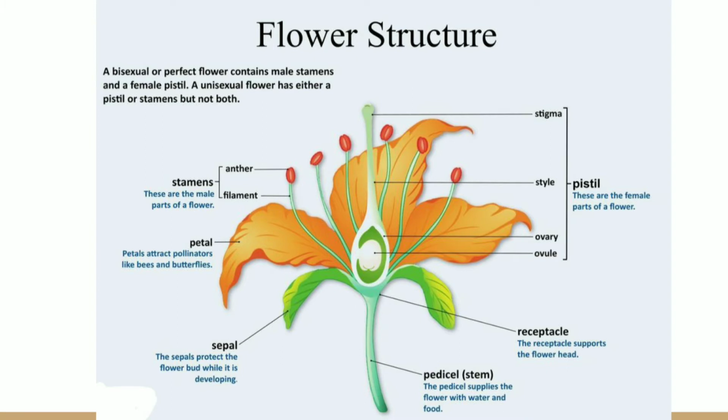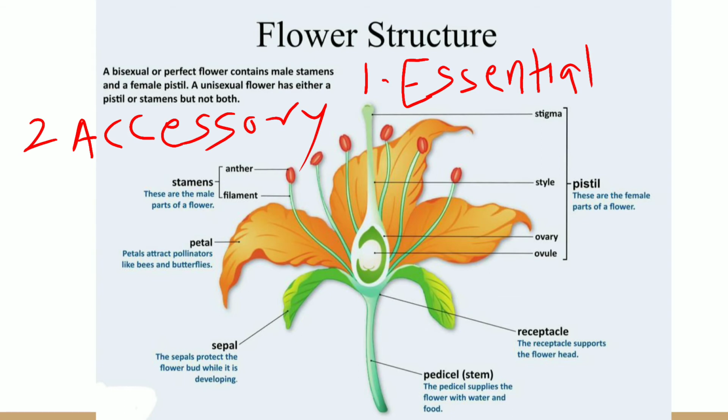A typical flower consists of two types of whorls, essential whorls and accessory whorls. The basic function of the flower is sexual reproduction. Those whorls which are actually involved in sexual reproduction are called essential whorls, whereas those which assist the essential whorls for reproduction are called accessory whorls.